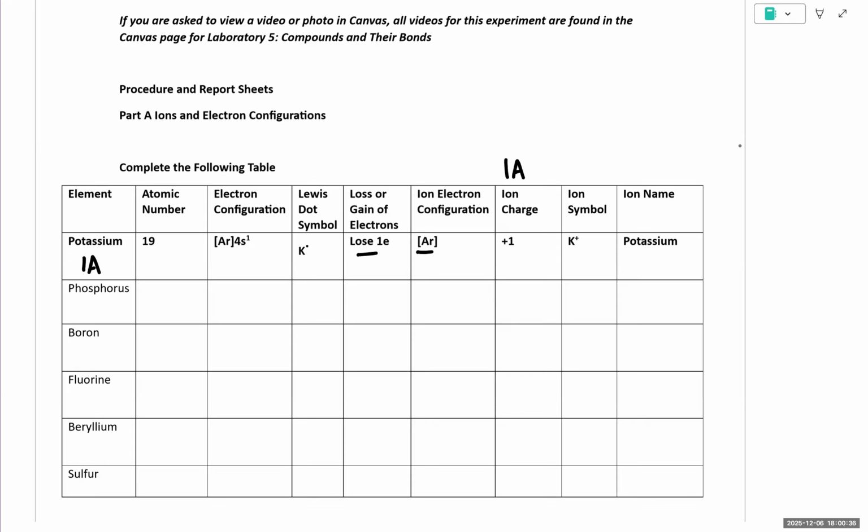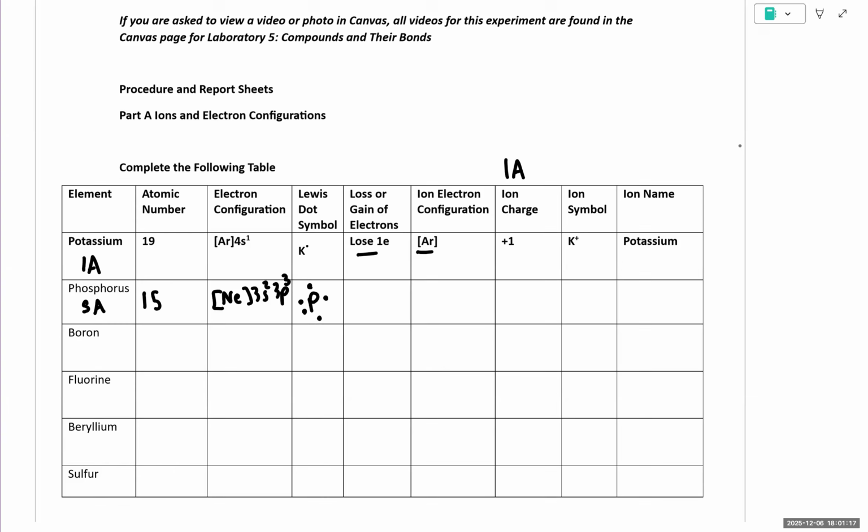And let's take a look at phosphorus. So phosphorus is a 5A element with an atomic number of 15. Phosphorus has an abbreviated electron configuration of neon 3s2, 3p3. In terms of its dot symbol, as it's a 5A element, it has 5 valence electrons. So we'd place 1, 2, 3, 4, 5 dots around phosphorus.